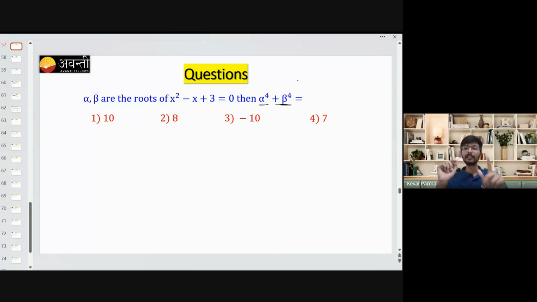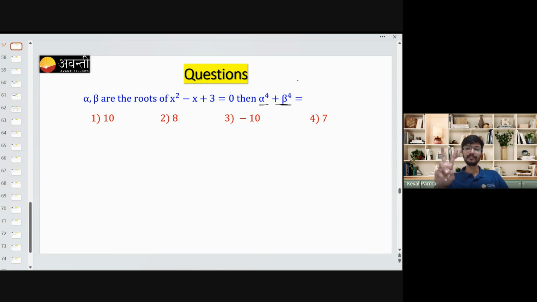But if the powers are very huge, sometimes we get alpha raised to the power 96 plus beta raised to the power 96. Those of you who have attended the lecture on the weekend must know we discussed this. So alpha raised to the power 80 plus beta raised to the power 80. So when such huge powers come, we avoid algebraic identities. We do it with the second method, which we'll discuss today as well. So yeah, here the powers are very less, so it is better to use algebraic identities.